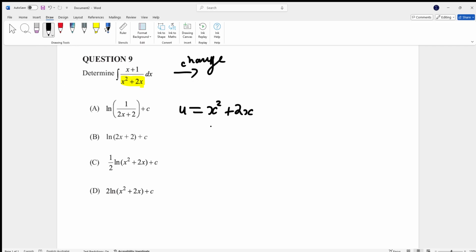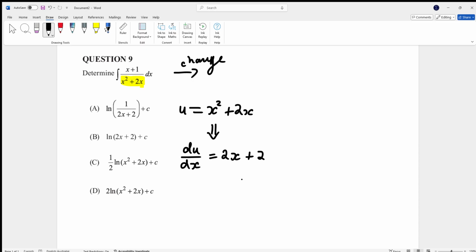We're just going to differentiate this first. So if you differentiate this, you'll get du/dx. Then bring the power down the front, so you'll have 2x, and subtract the power by 1, so just 2x. And then here, that will turn to just positive 2.